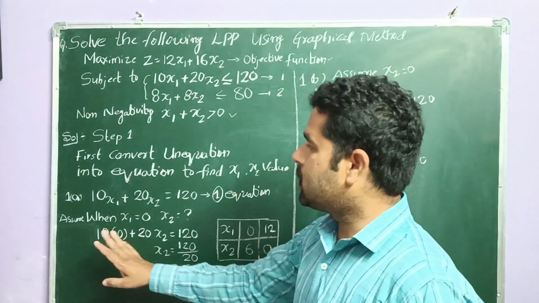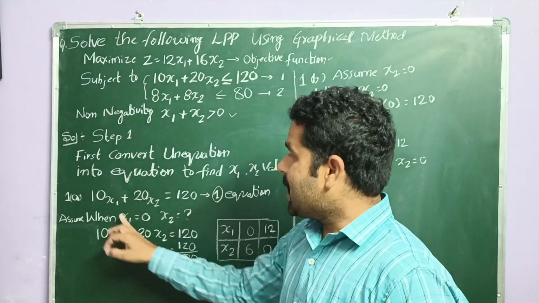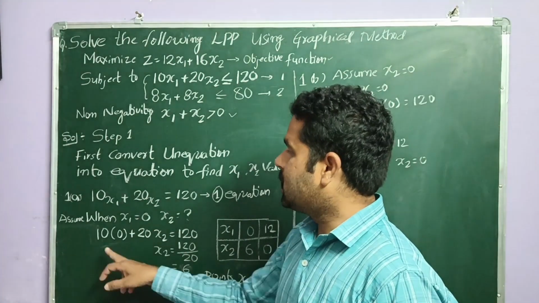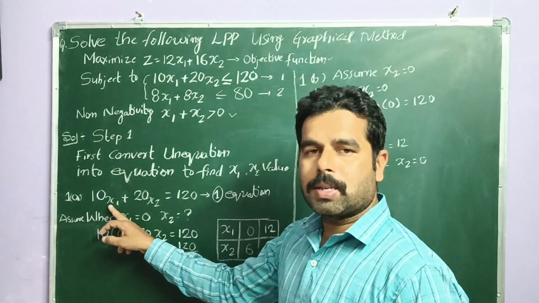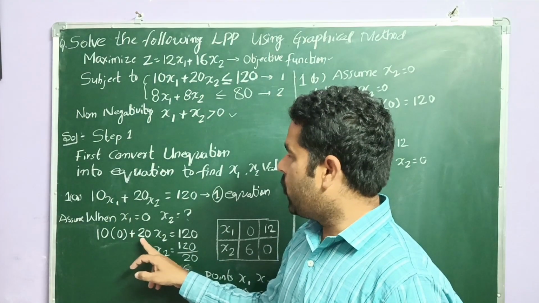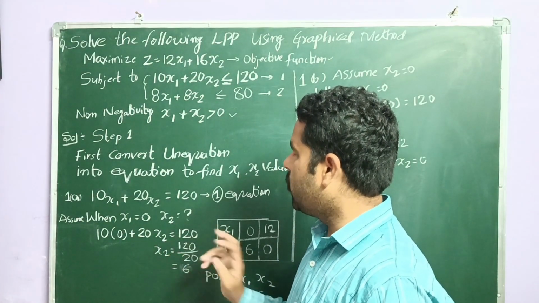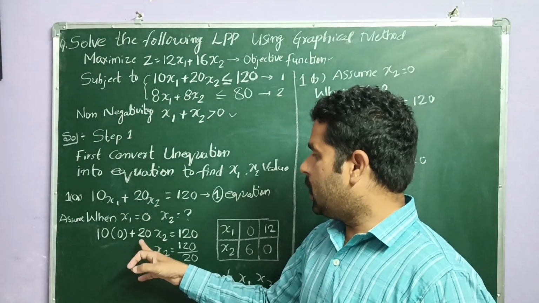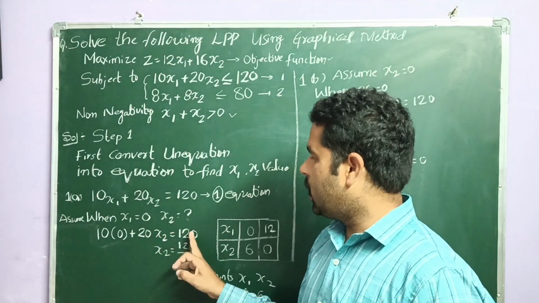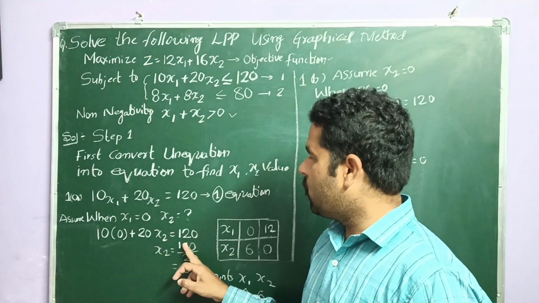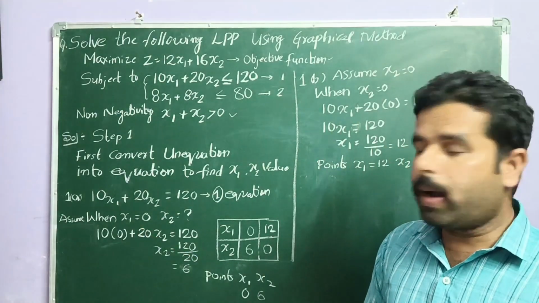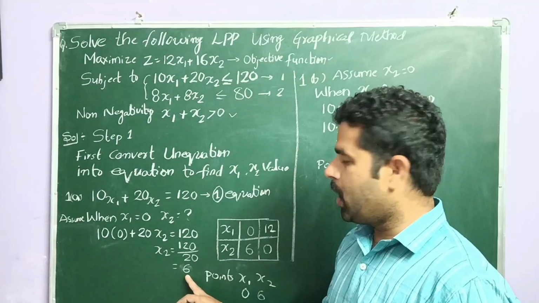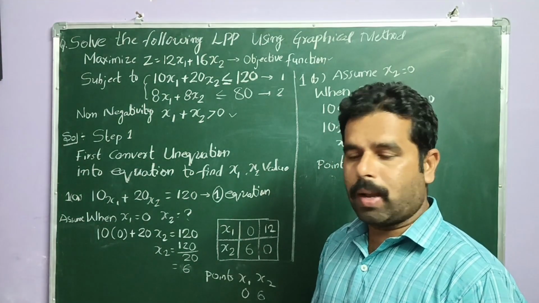Very simple. Assume when x1 equals 0, then what about x2? x2 is the question. Simply, 10 into, in the place of x1 I will write 0, plus 20 into x2 equals 120. 10 into 0, dear students, is 0 only. Then 20 into x2 equals 120, so x2 equals 120 divided by 20. Two sixes are twelve, so we got the x2 value equal to 6.